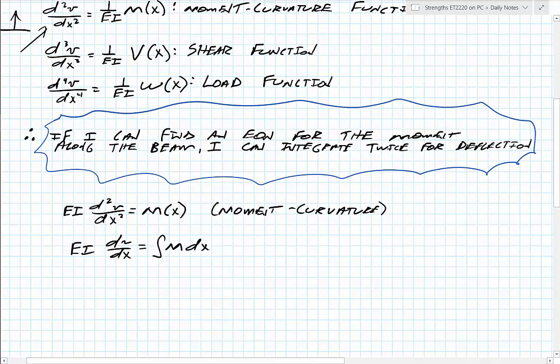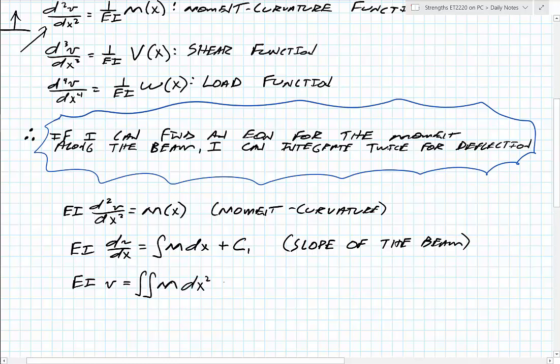Now, when I do integrate, it is an indefinite integral, and when you integrate an indefinite integral, hopefully you remember this calc stuff, I end up with a constant of integration. And once again, this is the slope or theta of the beam. Then I can integrate again, and I end up with EIv, v being the deflection, equal to the double integral of the moment with respect to x, and I end up with a second constant of integration. Of course, this is my deflection.